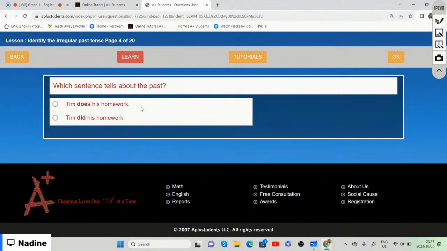All right. So which sentence now tells us about the past? Tim does his homework or Tim did his homework? We need to find the sentence that tells us about the past. So Tim does his homework or Tim did his homework in the past.